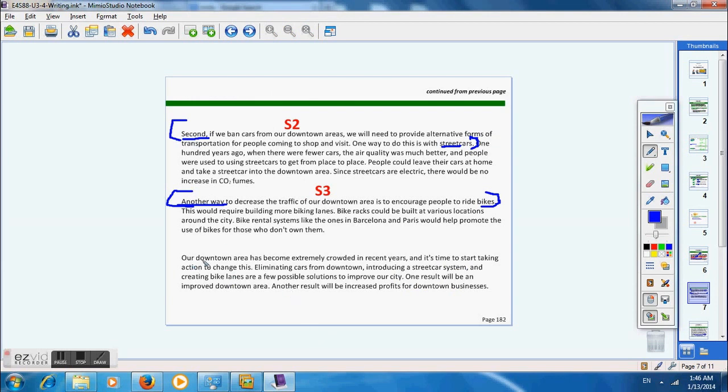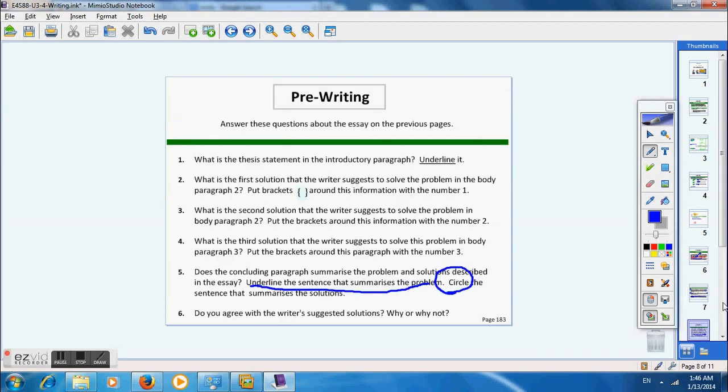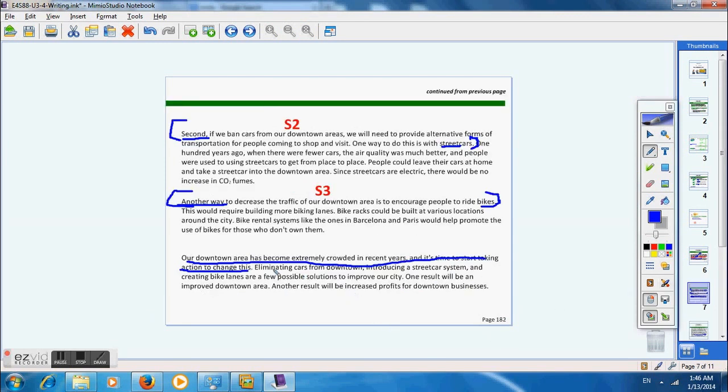Our downtown area has become extremely crowded in recent years, and it's time to start taking action to change this. So underline here. And then it says circle the sentence that summarizes the solutions. So eliminating cars from downtown, introducing a streetcar system, and creating bike lanes are a few possible solutions to improve our city. So let's circle the sentence. Okay, imagine that's a circle.